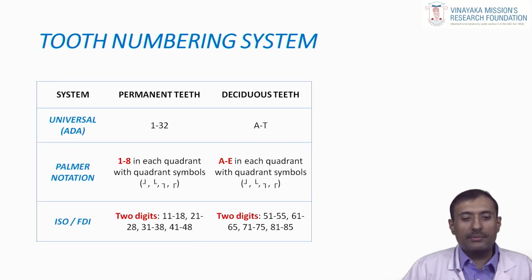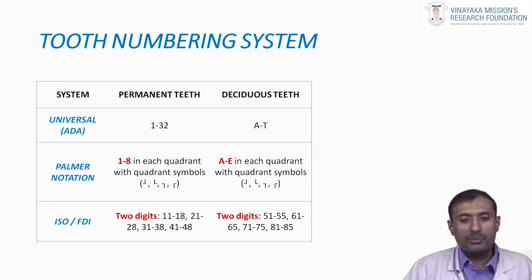In the tooth numbering system, there are three main systems I will be talking about. We have the universal or the ADA system, the PAMA notation system, and the ISO FDI system. In the universal system, the permanent teeth are numbered from 1 to 32, so it will be 1, 2, 3. In case of deciduous teeth, they are not numbered, rather they are labeled from A to T.